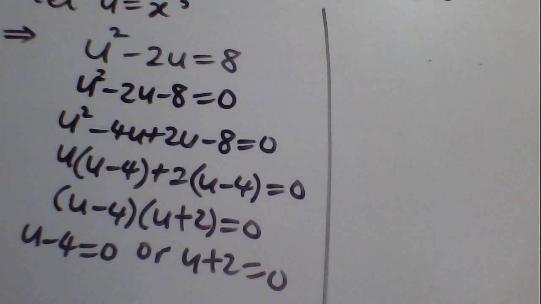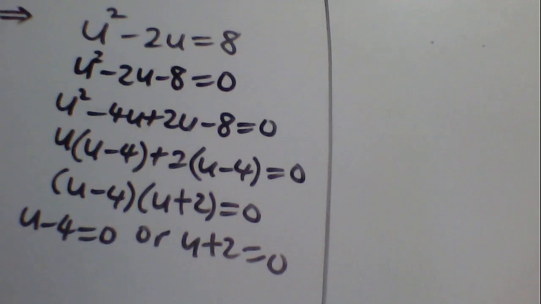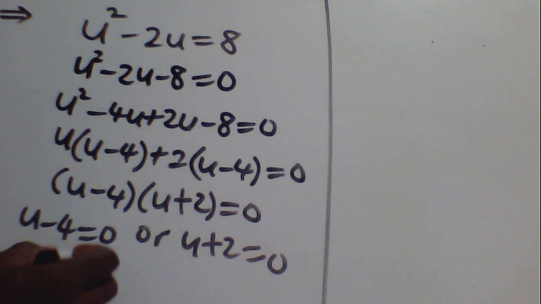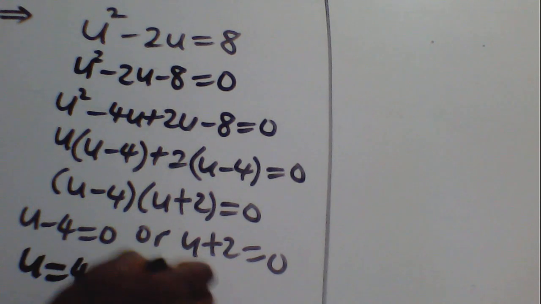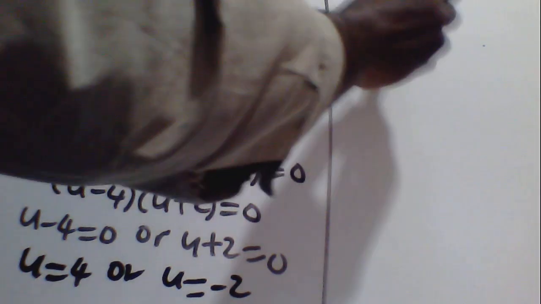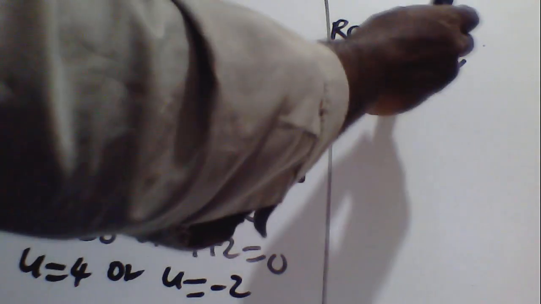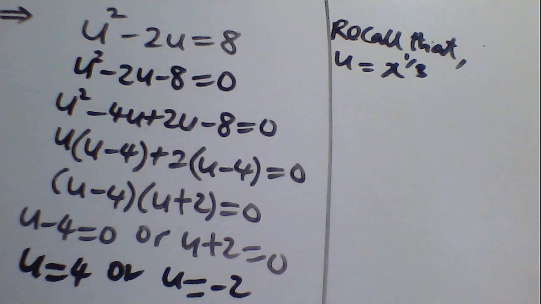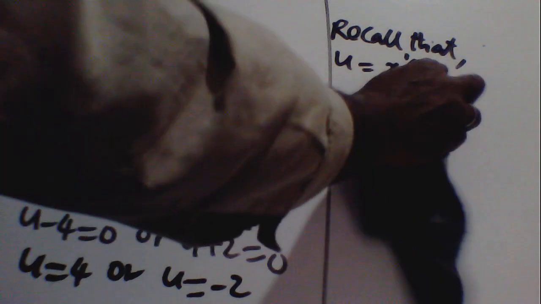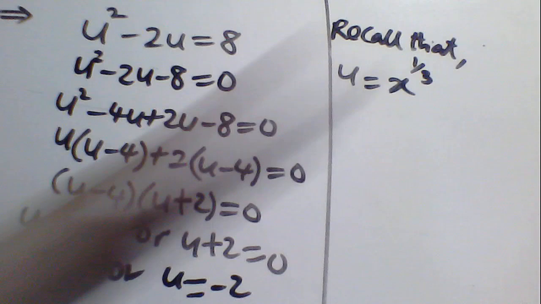So making u the subject of the formula, you have u is equal to 4, or u is equal to minus 2. So you can recall that u is equal to x raised to power 1 over 3. u is equal to what? x raised to power 1 over 3.